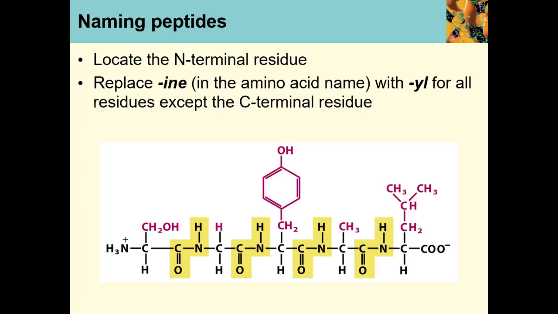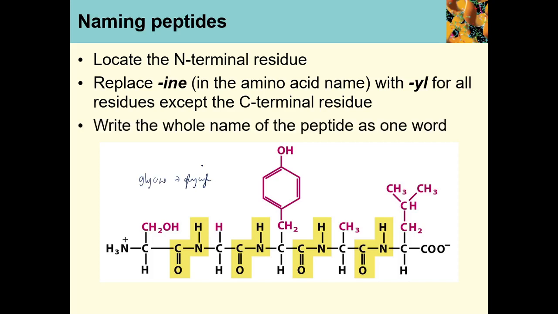After that, you will replace the INE in the amino acid name with IL for all residues except for the C-terminal residue. So let's give an example. If you have glycine, this will now become your glycyl. And we will write the whole name of the peptide as one word. So no spaces in between. So whole word.